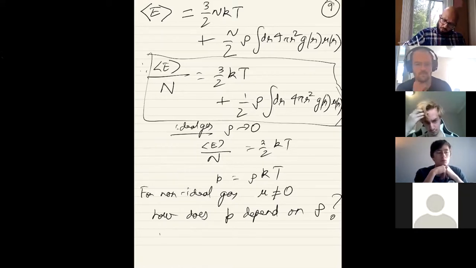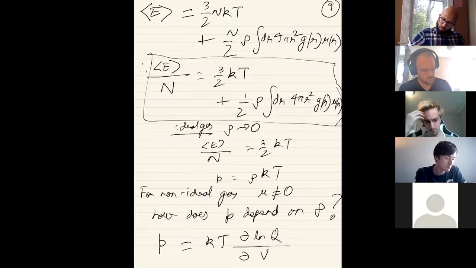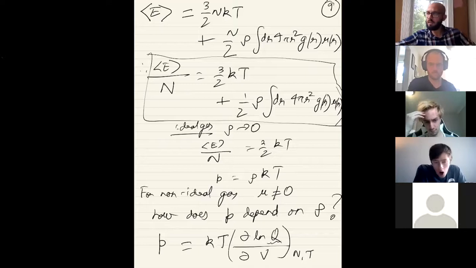What we are going to do is to calculate the pressure using our wonderful relation, p over kT is equal to partial ln Q by partial volume at constant number and temperature. And we know how to calculate the partition function. We have been doing it all through. That's how we calculated averages. The math gets a bit clunky.